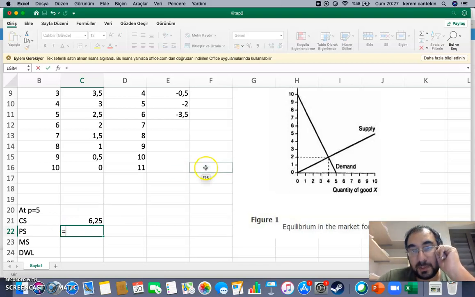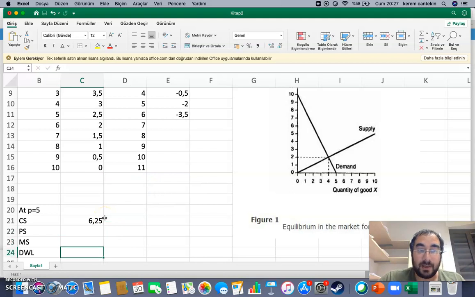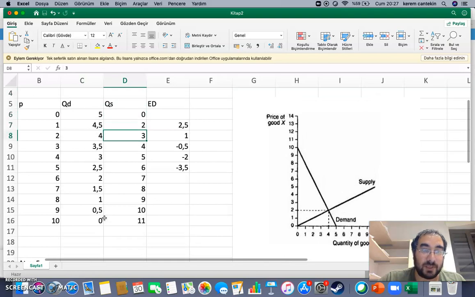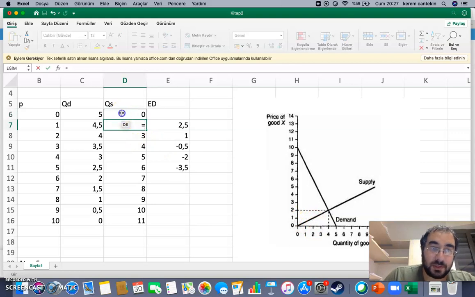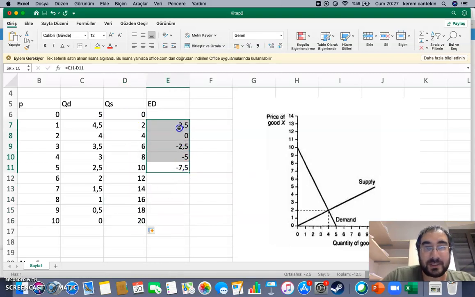For the producer surplus, you should find at which price the quantity supplied is 2.5, and it is between 2 and 3. By the way, did I calculate this right? No, I didn't calculate this right. For each price, supply increased by 2. So this is 2. And this is also changing, as you see, the excess demand and excess supply.